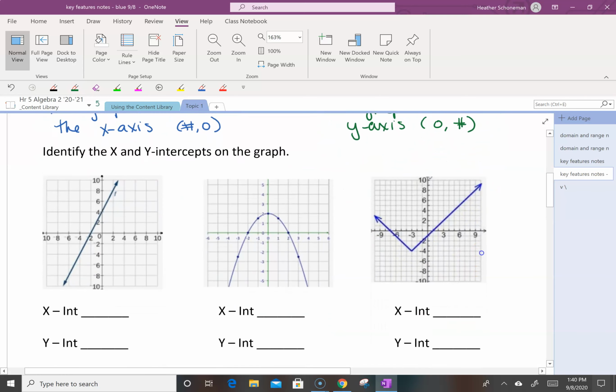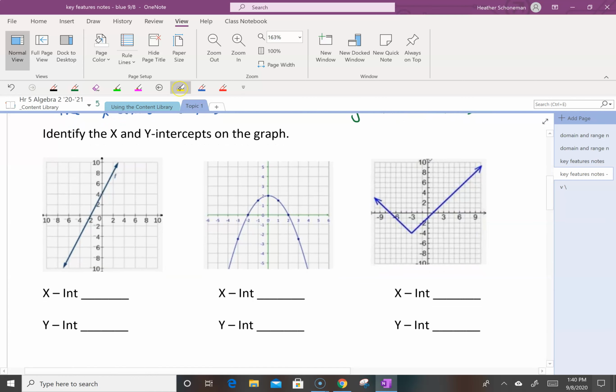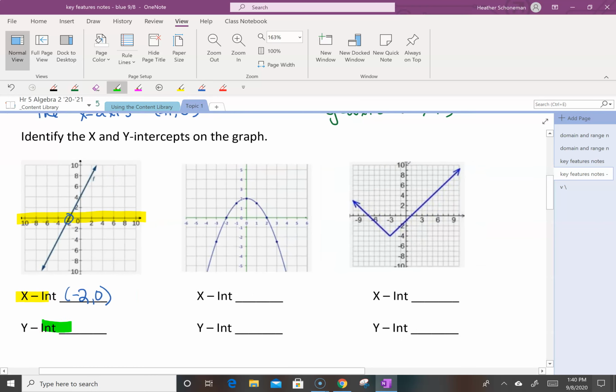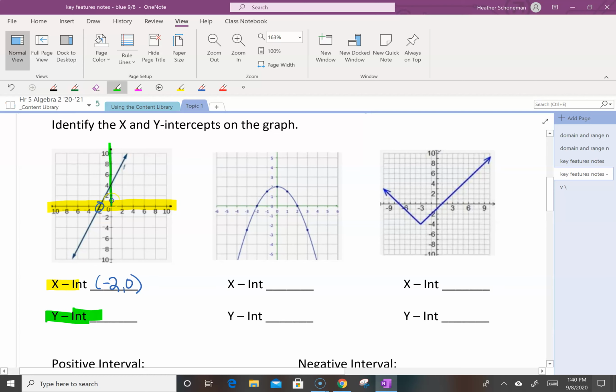So now that we know what they look like, we need to find them on the graph. We're going to use the same 3 graphs over and over to find these different important aspects. The x-intercept is where the graph crosses the x-axis. It crosses the x-axis right here, and that ordered pair is -2, 0. The y-intercept is where it crosses the y-axis, and it crosses it right here, and that point is 0, 4. This is different than domain and range, where domain was everything in this window. These are actual points that are on the graph.